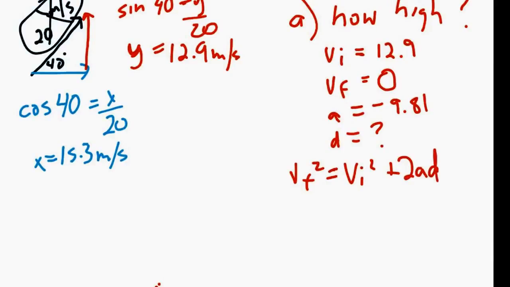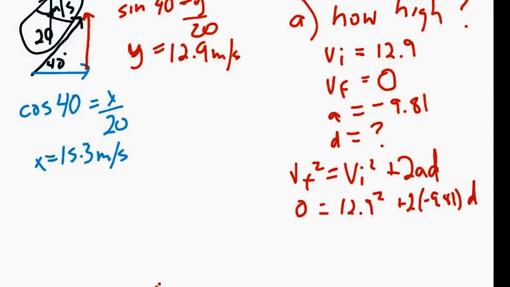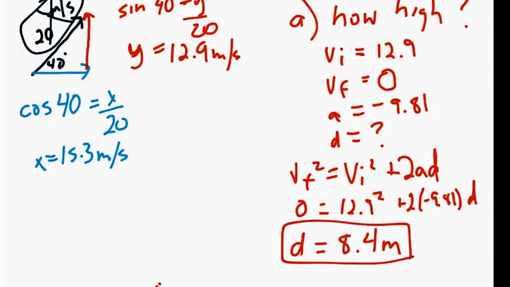And we're going to plug everything in, so VF squared is 0, VI squared will be 12.9, 2 times negative 9.81 times D. So we'll go 12.9 squared, and then we'll divide by 2 times 9.81. So when you rearrange that and solve it, you should get an answer of 8.4 meters. So that means we know the vertical height. We know that it's going to go up 8.4 meters.